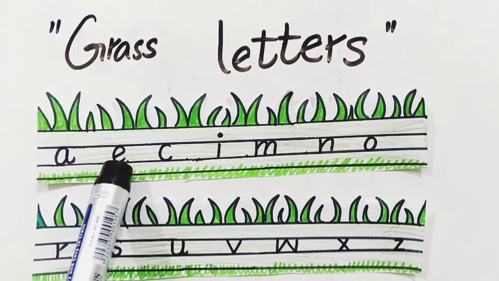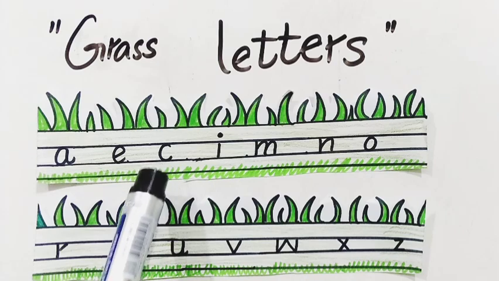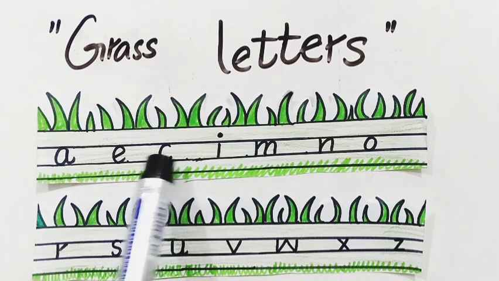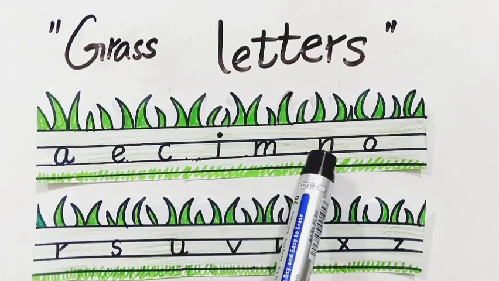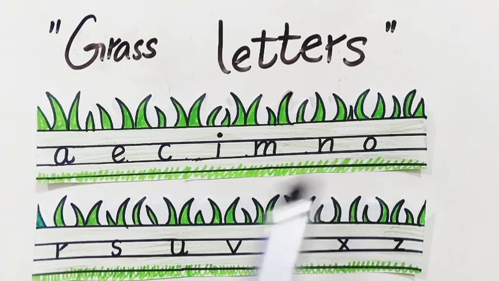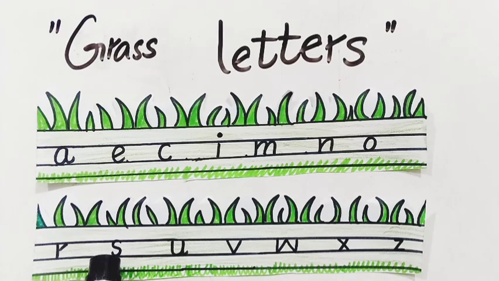A, E, C. I forgot to write C before E. I, M, N, O, R, S, U, V, W, X and Z. These are called grass letters as these letters fit in the mid two lines.